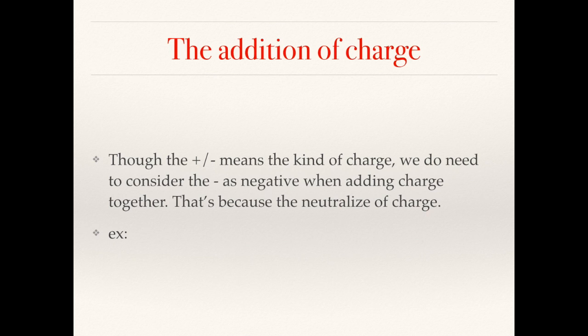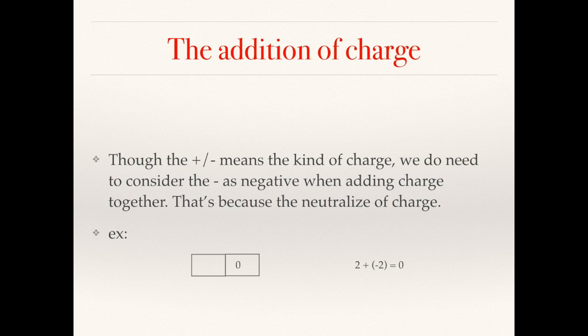So the next thing we are going to talk about is the addition of charge. Though the plus and minus sign means the kind of charge, we do need to consider the minus sign as negative when adding charge together. That's because of the neutralization of charge. For example, we have an object of 2 Coulomb and another with minus 2 Coulomb. If we let them contact each other, we will get a bigger object with 0 Coulomb charge. The plus and minus sign actually neutralize each other to form 0.